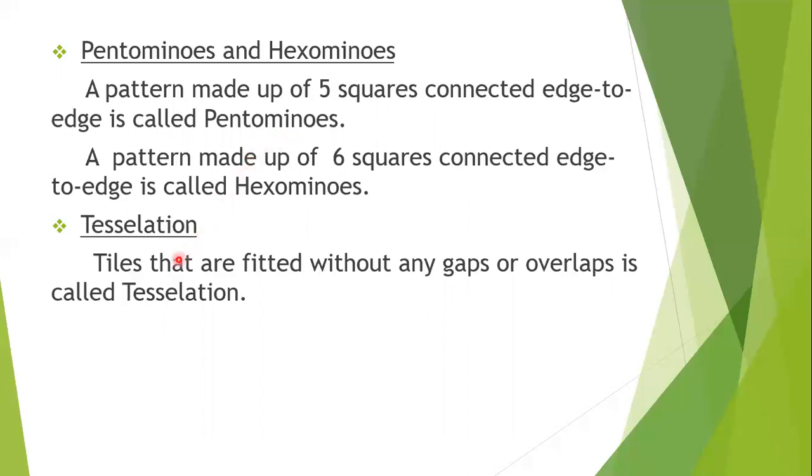This is called a tessellation. See, tiles that are fitted without any gaps or overlaps is called a tessellation. Arranging the tiles without leaving any gap in between them or without overlapping. Overlapping means one side coming over the other. Without overlapping is called a tessellation. Now we will see some tile patterns.